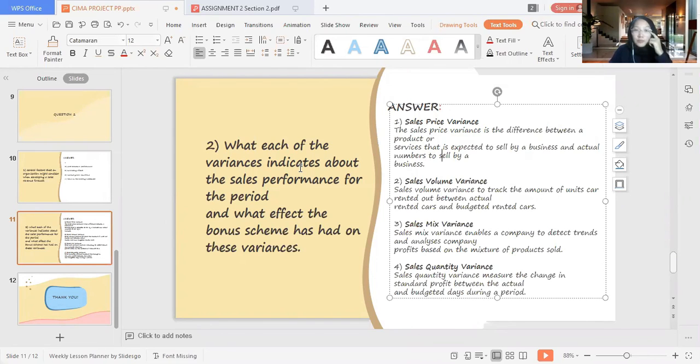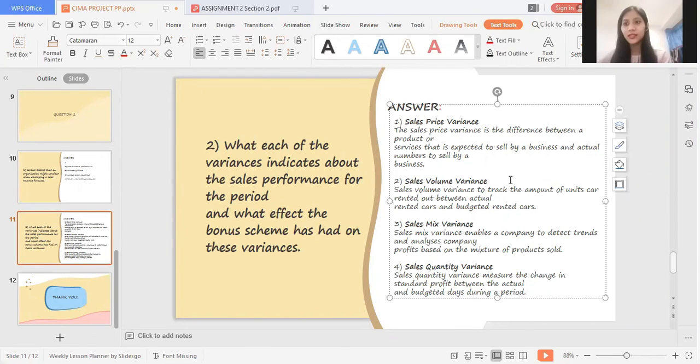The sales price variance is the difference between the price a product or service is expected to sell for by a business and the actual price it sold for. Next, the second variance is sales volume variance, which tracks the number of units of cars rented out, between actual rented cars and budgeted rented cars.